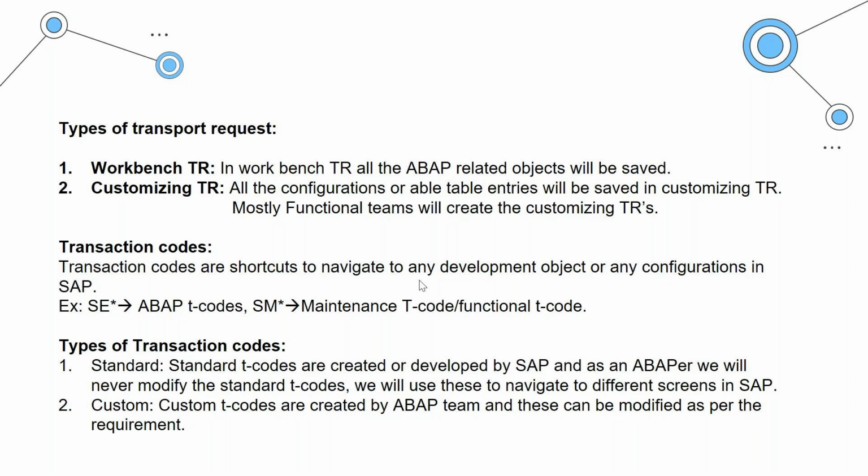The purpose of a transaction code is to navigate from one screen to another screen, from one place to another. For navigation purposes, transaction code acts as a shortcut.